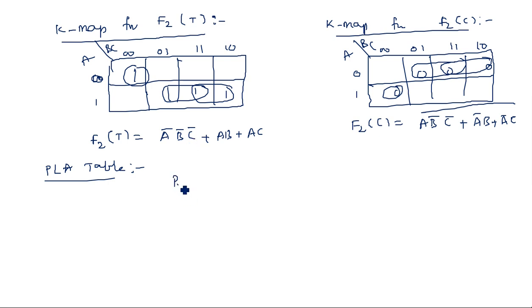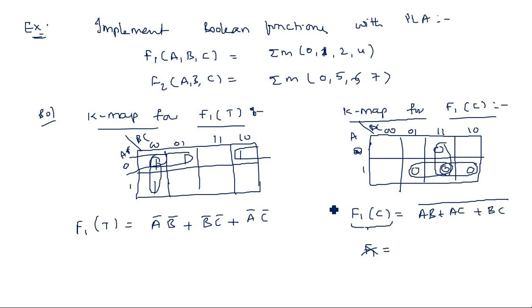Okay, so first column is product term, second column inputs, third column outputs. So inputs A, B, C, outputs are here F1. See, F1 complement form we are taking. F1 complement form gives you AB plus AC plus BC, under root.